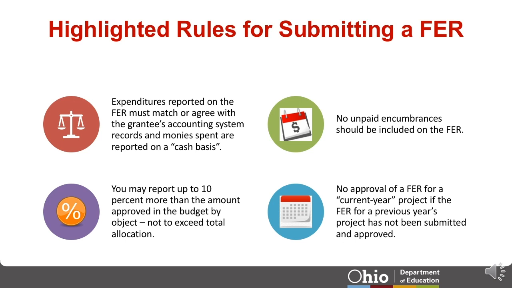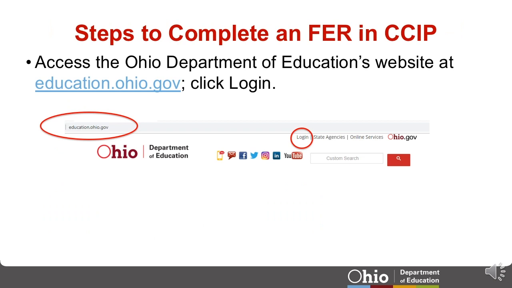Next, we will look at the steps to complete and submit the FER in the CCIP. To begin, open an internet browser such as Google or Internet Explorer. Type education.ohio.gov into the address bar to access the Ohio Department of Education's website. Click Enter on the word Login found at the top of the department's homepage.